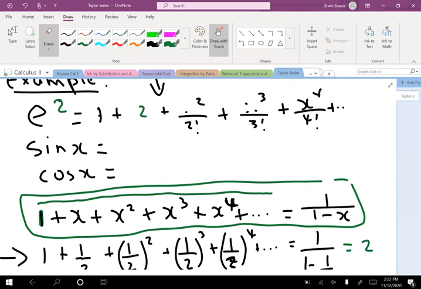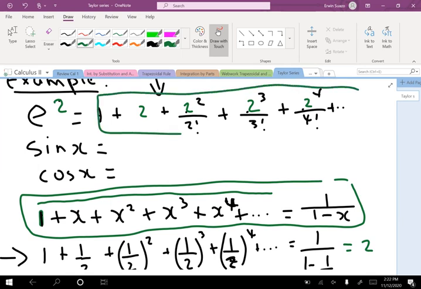Let me erase all this. 2 squared, 2 cubed, 2 to the 4, all that, this infinite sum over here is gonna give me e to the 2. Okay, so that's the power of this. This infinite sum is gonna give me a number.